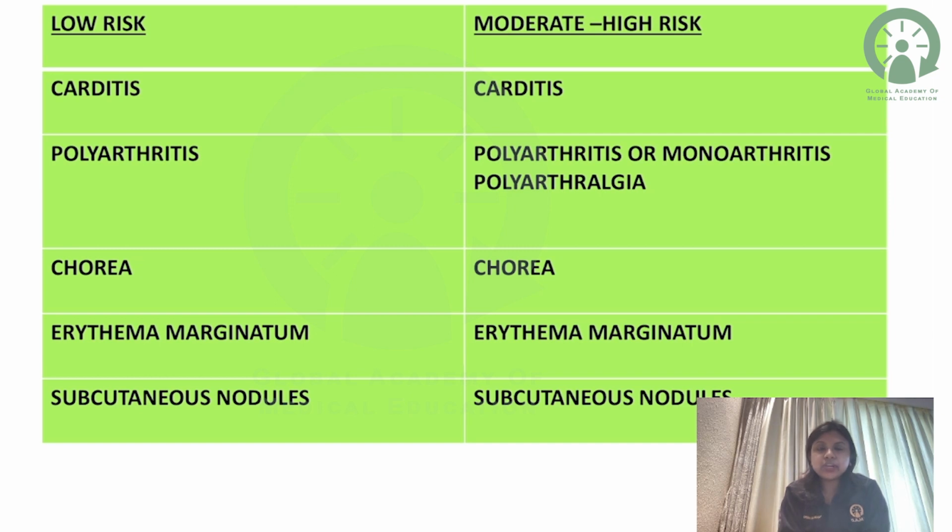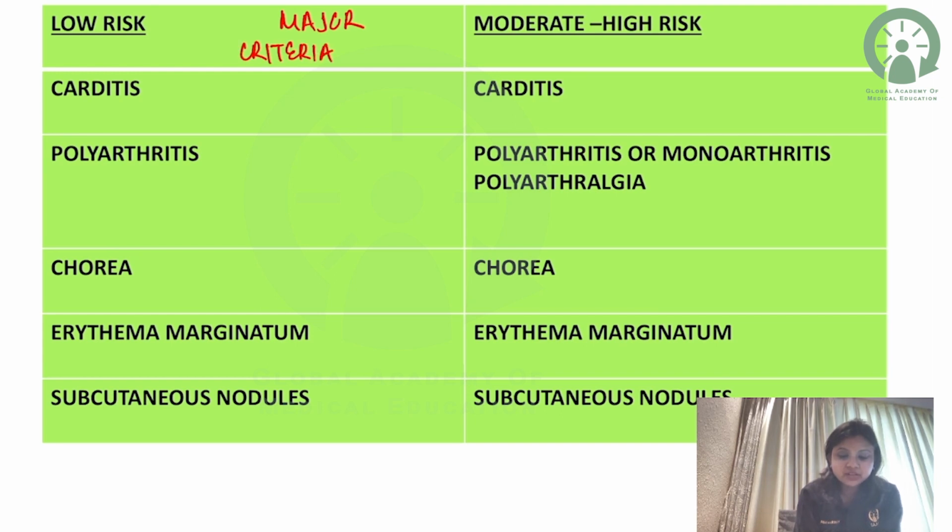Now we are going to read about the revised Duckett-Jones criteria. In the revised Duckett-Jones criteria, first we'll read about the major criteria of acute rheumatic fever. The major criteria are different for low risk population and moderate to high risk population. The first thing is carditis.